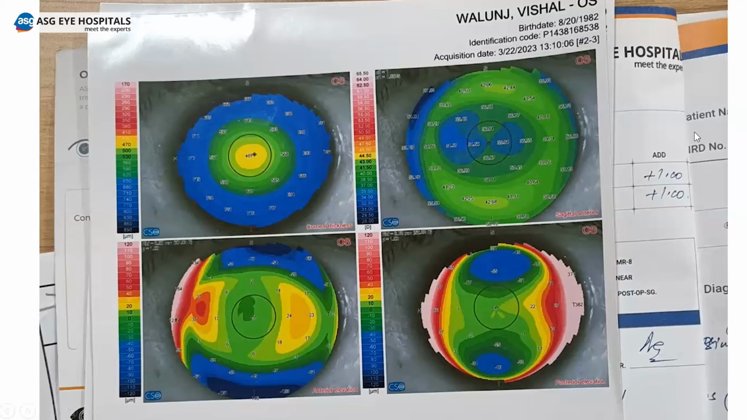467 is the corneal thickness, so it is a bit on the lesser side. There's thinning. The cooler colors are seen on the anterior sagittal map, and it is horizontal, not vertical.